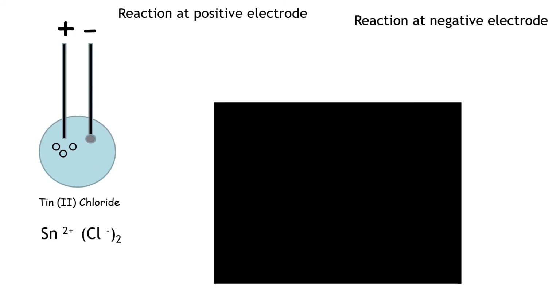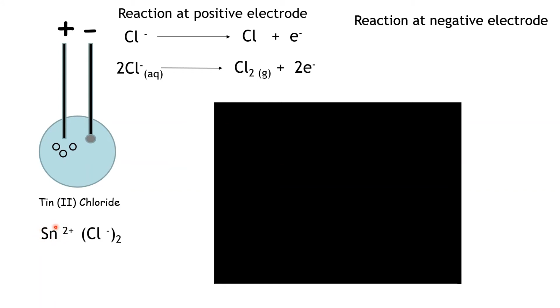Here is an example using tin chloride this time. As before, the chloride ions move towards the positive electrode, and the positive electrode removes an electron from the chloride ion to form chlorine atoms. Chlorine atoms pair together to form diatomic molecules, so we see chlorine gas being formed as part of an oxidation reaction. So we see bubbles of chlorine appearing around the positive electrode.